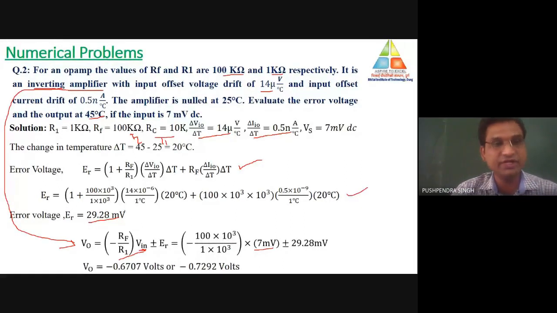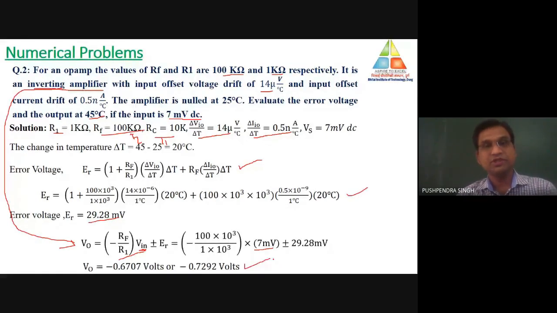This is the value of error voltage, and substitute it in the final expression of the output in case of an inverting amplifier: minus Rf by R1 into Vin plus minus error voltage. So error voltage is 29.28 millivolt. Vin is 7 millivolt DC. Both the values of Rf and R1 are given. So this is the final value of the output.